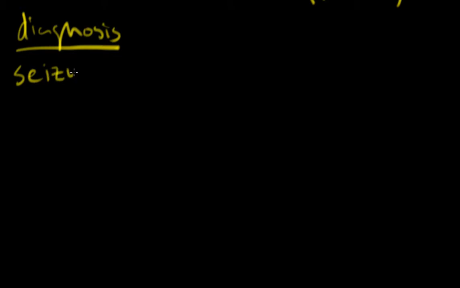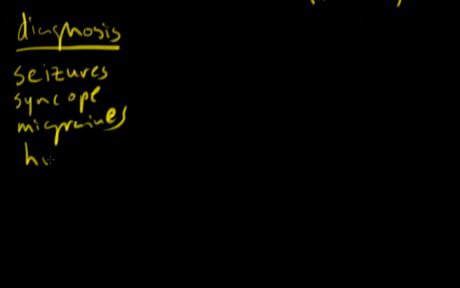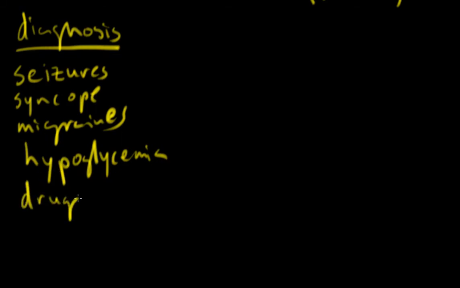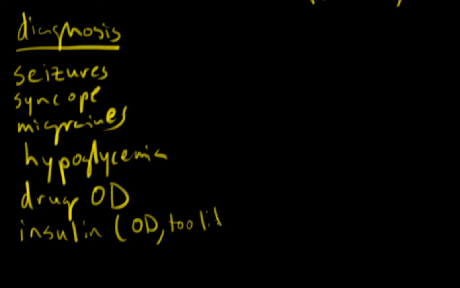So the diagnosis is going to be based on, first, the differential. Is it a stroke? It could be some other things, so I'll list the differential here. Similar symptoms could present with seizures, syncope, so passing out, migraines. Hypoglycemia could cause similar symptoms. Low blood sugar can make you pass out, for example, or have decreased brain function. Drug overdose, insulin overdose, or too little. This is our differential diagnosis.